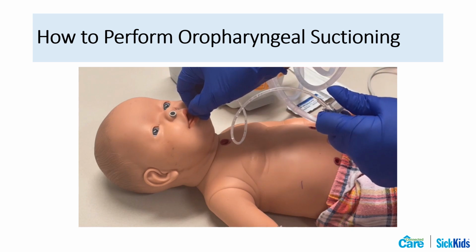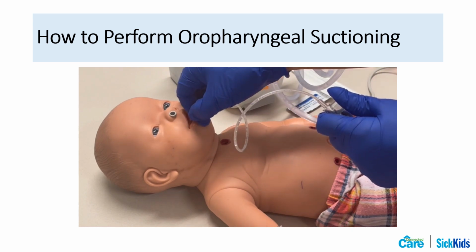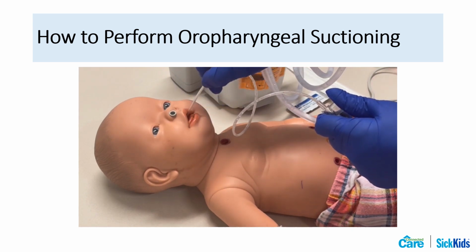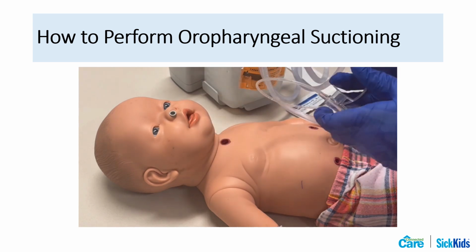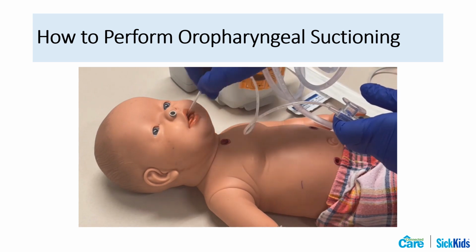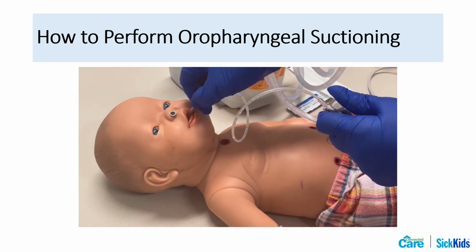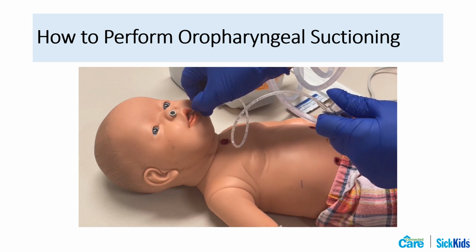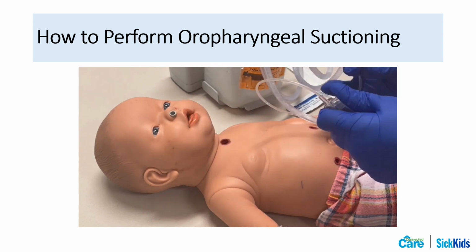Keep your thumb off the suction control port. You want to stay at the side of the mouth versus going straight down to the middle of the mouth to avoid gag reflex. Apply suction by holding your thumb over the suction control port. Slowly remove the catheter to remove any mucus. Limit suctioning to 5 to 10 seconds.